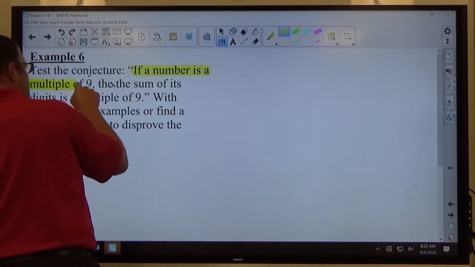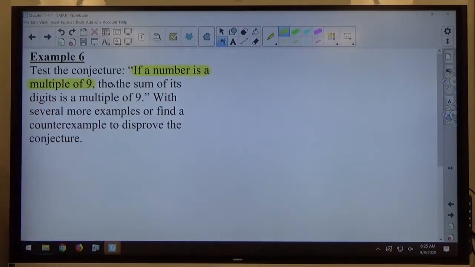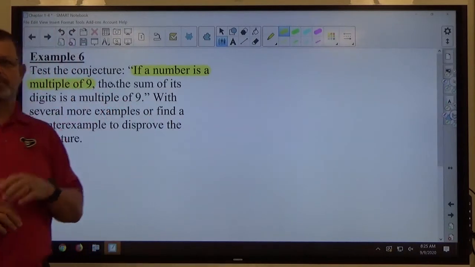The ones we saw before were more categorical statements. They give you a category and said something. But if-then statements say if something happens, then something else will happen.